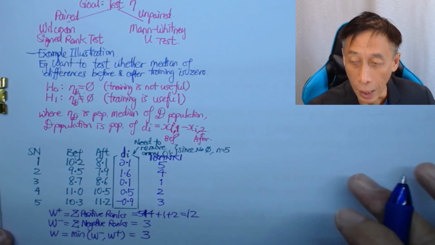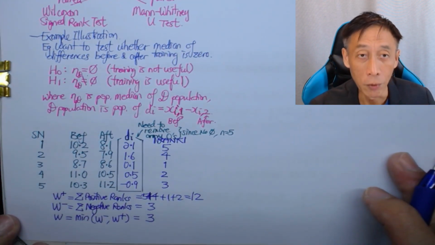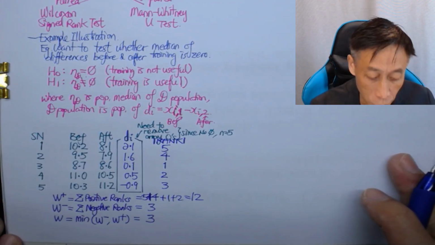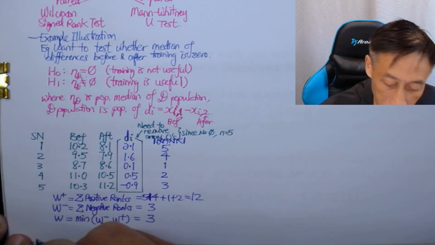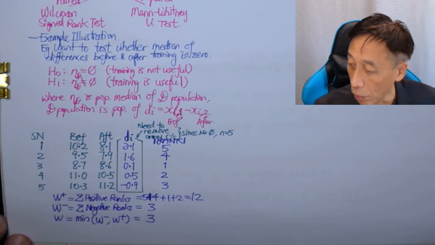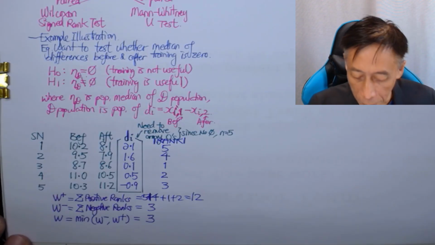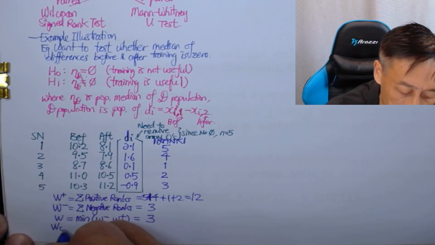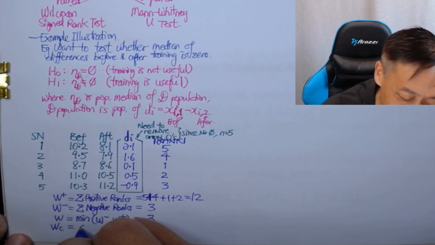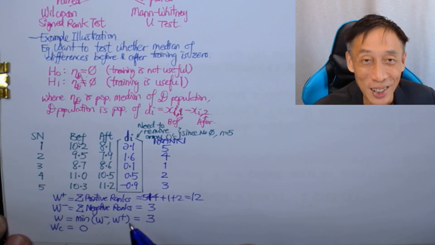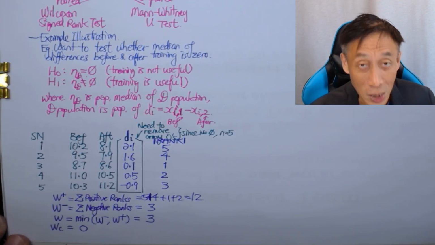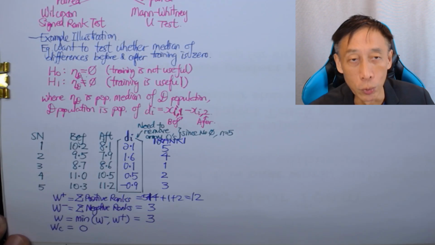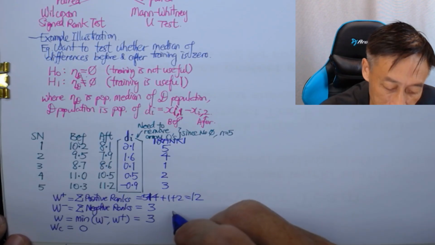Okay. And we need to do a table lookup for the Wilcoxon distribution, and the distribution will give us WC. So our WC is going to be something like 0. In other words, the test statistic 3 has to be less than or equal to 0 in order to reject H0 at alpha equals 5%.